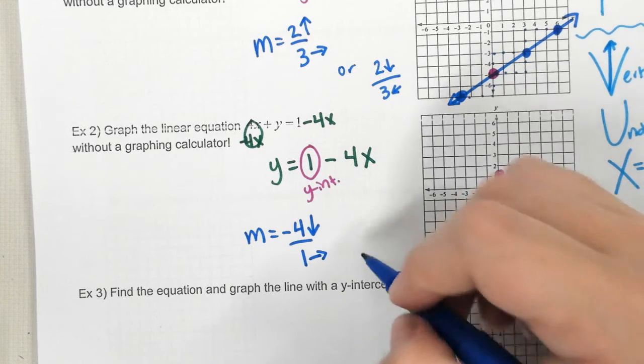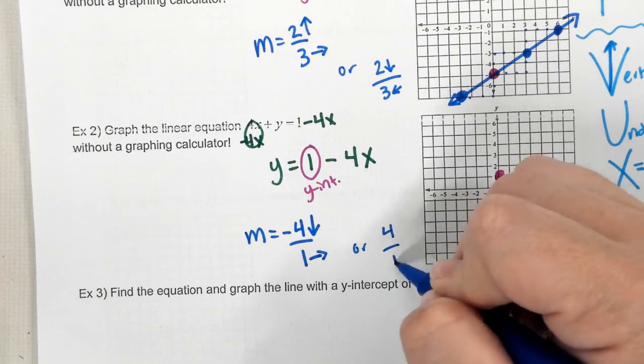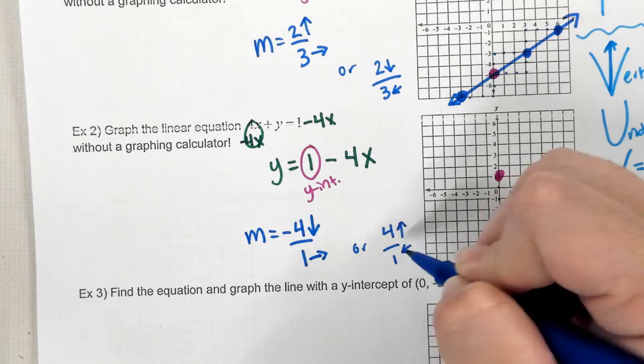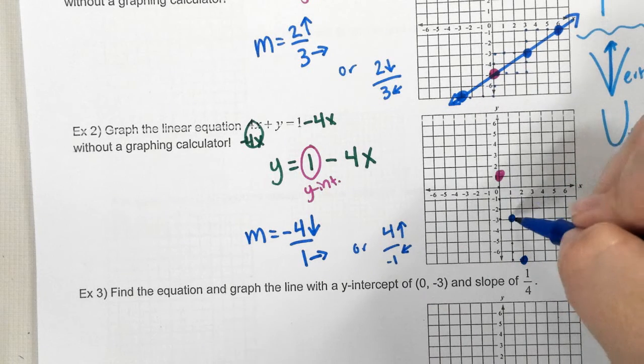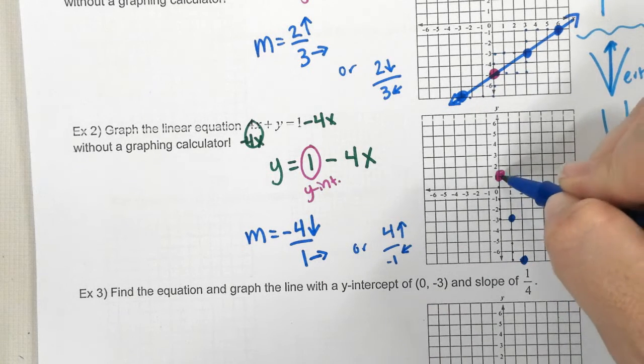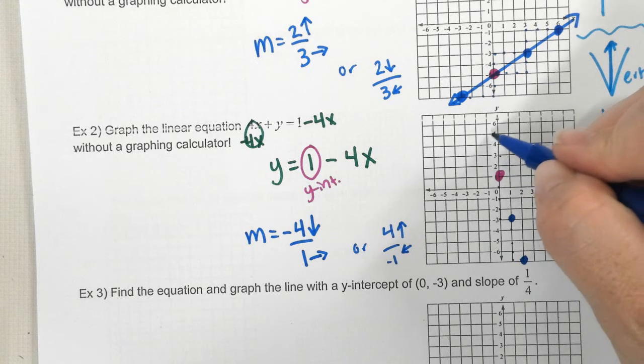And again, we can do opposite, opposite. So we can go up 4, left 1, which would make that bottom one negative. 1, 2, 3, 4, left 1.